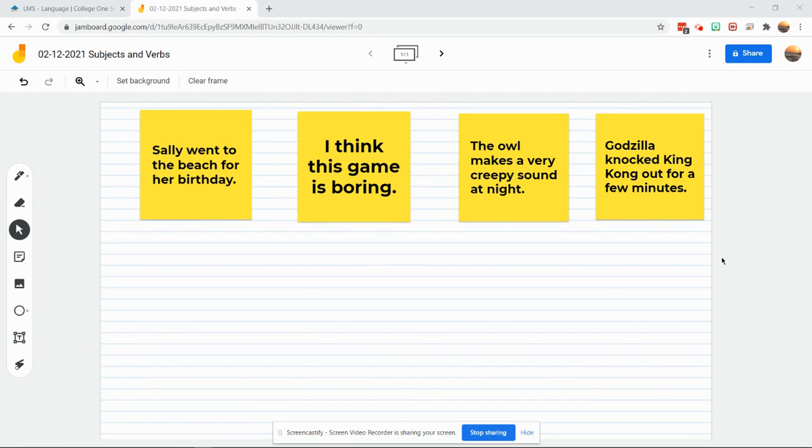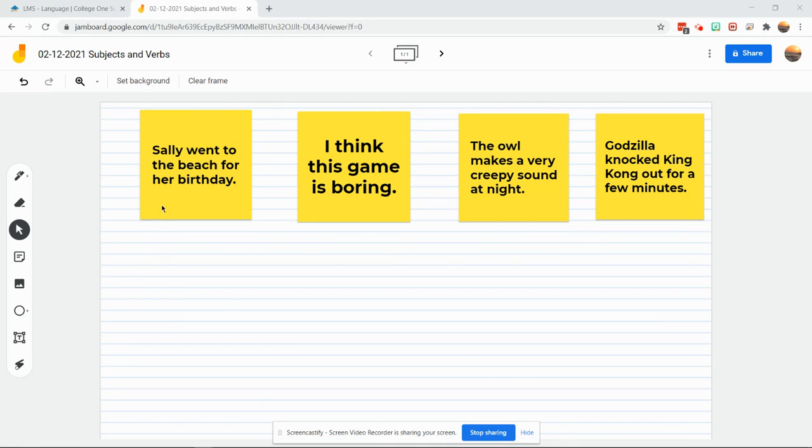So I'm going to explain to you how to identify the subject of a sentence and the verbs. Now remember that the subject of a sentence is who the sentence is talking about or what the sentence is talking about. And the verb is always going to be the action. So it's easier to find the verb first in a sentence than the subject. So the first thing I'm going to do is read each of these sentences and then find the verb and write it down. And then once I find the verb, I'm going to find the subject.